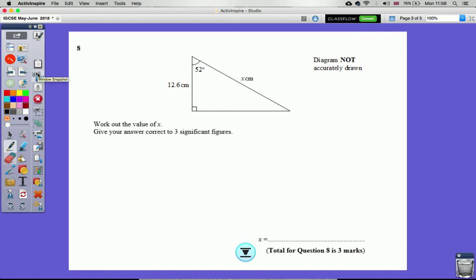Question number 8. Work out the value of x. Give your answer correct to three significant figures. This is a right angle triangle. We have got one side given, one angle given. So let's label the sides. Obviously, the longest side is the hypotenuse. The side that's opposite the given angle is the opposite side. And this is obviously the adjacent side. We are looking for the hypotenuse. The adjacent is given. So hypotenuse and adjacent.